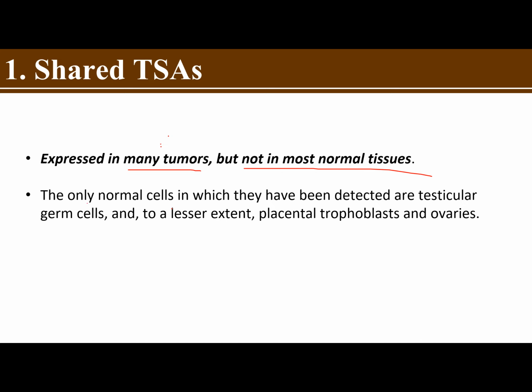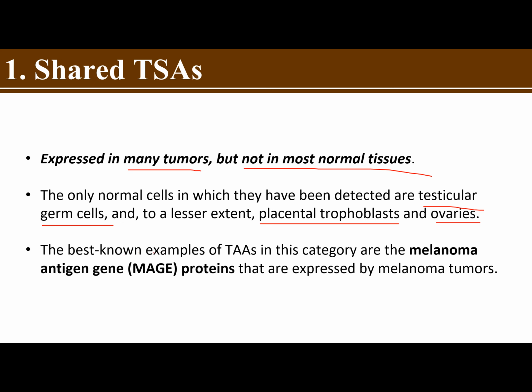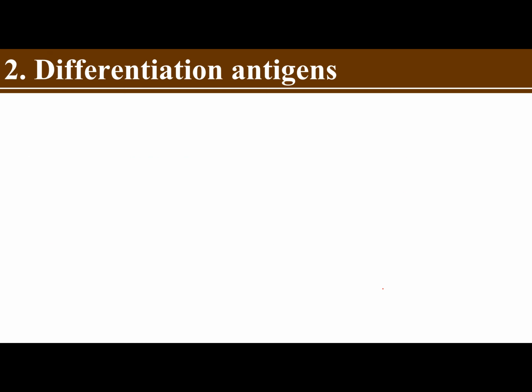Now, the only normal cells in which they have been detected are testicular germ cells and, to a lesser extent, placental trophoblasts and ovaries. The best known example of TAAs in this category are the melanoma antigen gene protein, also known as your MAGE protein, that are expressed by melanoma tumors. So one example of TAAs, class, that are shared TSA is the MAGE protein expressed by melanoma tumors.